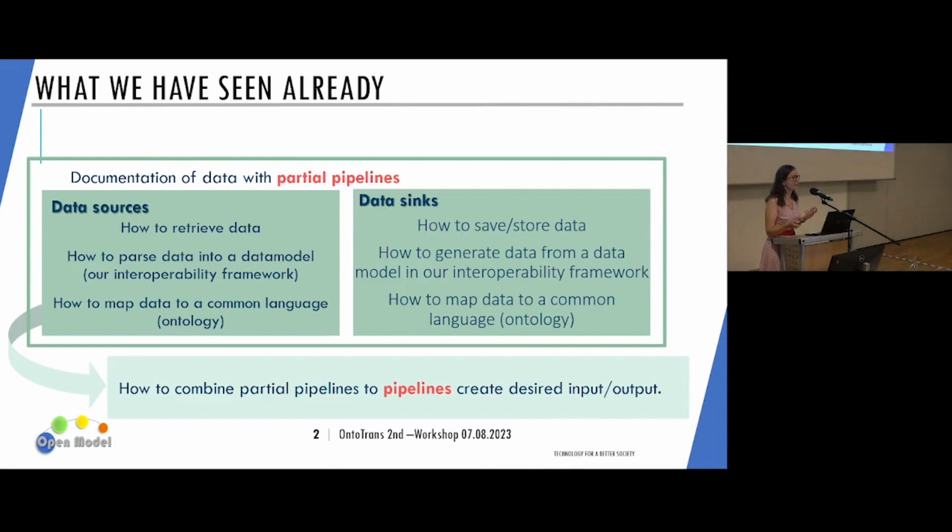So what we have seen already is the use of partial pipelines. The partial pipelines document the data that we want to get, our data sources, and they document our data sinks, the data that we are generating and putting somewhere. And we want to then use this further. So I'm not going to talk very much about pipelines, but it's important to know that we're using them here.